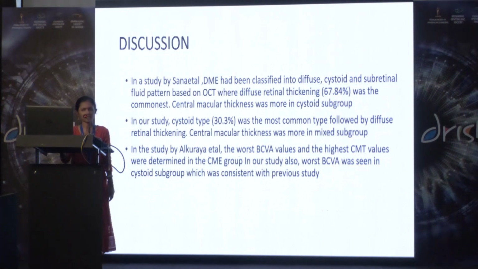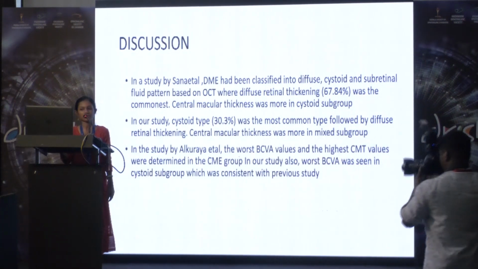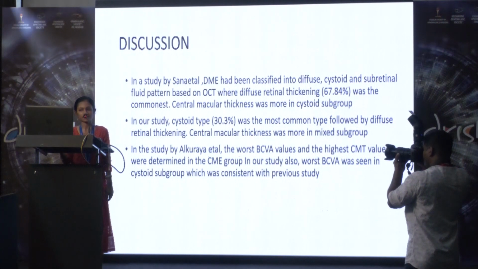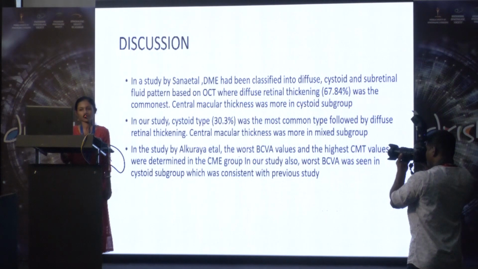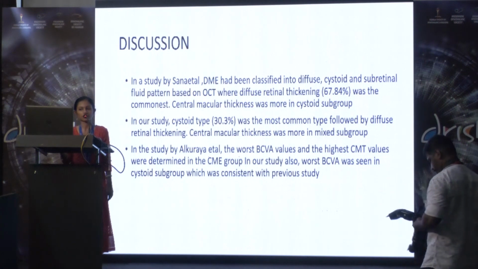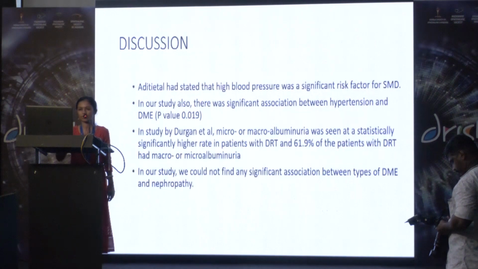Discussion. In a study by Sana et al., DME had been classified into diffuse, cystoid and subretinal fluid pattern based on the OCT. In that study, the diffuse retinal thickening was the most common type. In our study, cystoid type was the most common type. In the previous study, the central macular thickness was maximum in the cystoid subgroup. In our study, it was maximum in the mixed subgroup. In the study by Alcora et al., the worst BCVA and the highest CMT was in the CME subgroup. In our study, the worst BCVA was in the cystoid subgroup, which was consistent with the previous study.